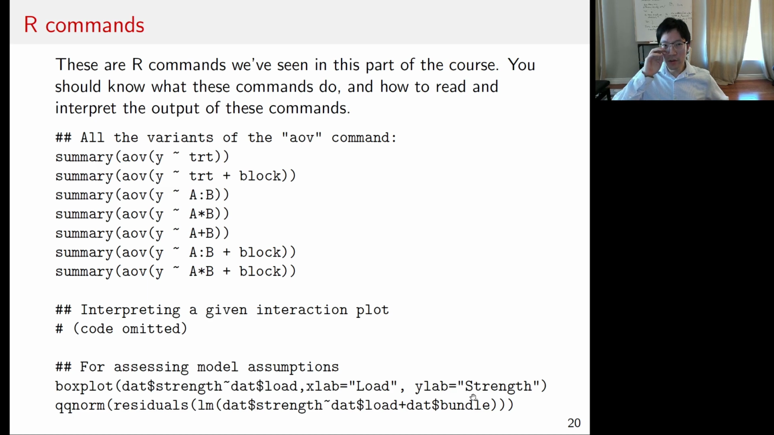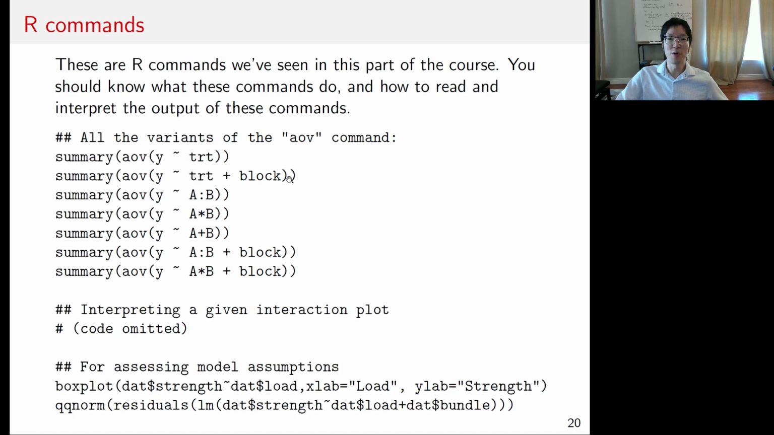Okay, so this is the last slide for the review part. So, R commands. You probably have noticed up to this point that we have seen a whole plethora of ANOVA tables. So here are all the different variants of ANOVA that we can do in R, using the aov command. So make sure as you review, you can run through this list and you know exactly which ANOVA these commands are carrying out.